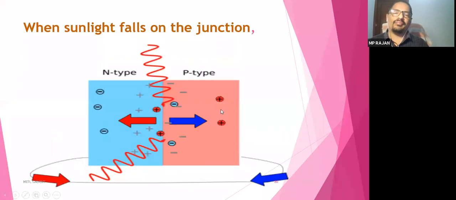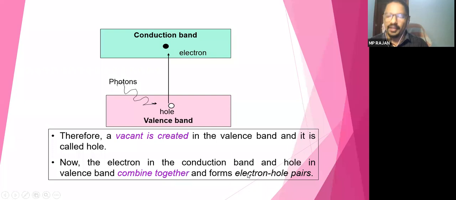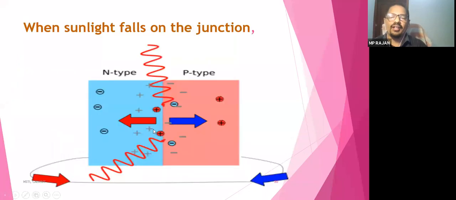Where is it happening? So I said there is a depletion layer here. So sunlight is acting on the depletion layer. Depletion layer में क्या है? Only neutral atoms. So the neutral atom which is formed in the depletion layer is subjected to the photon energy. Okay, so this is happening in the depletion layer. So let us in detail see what is happening in the depletion layer.